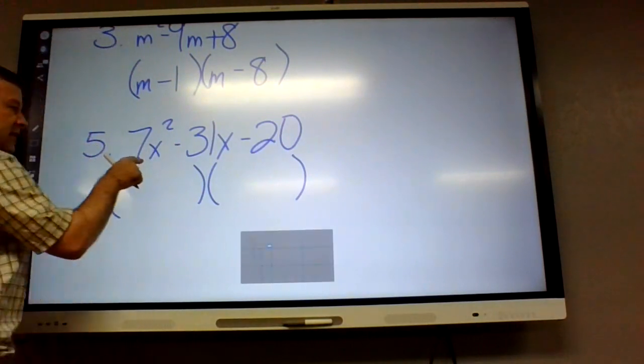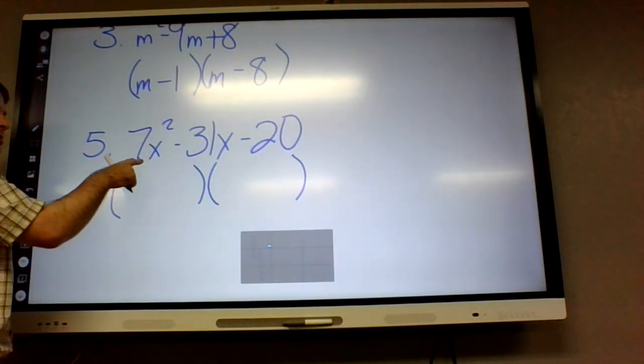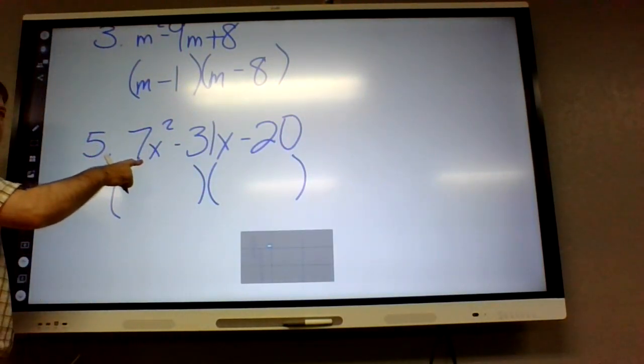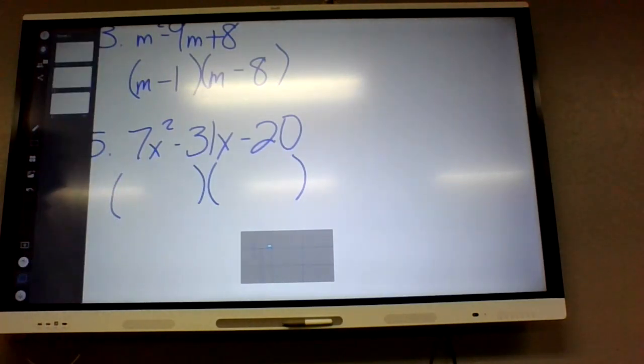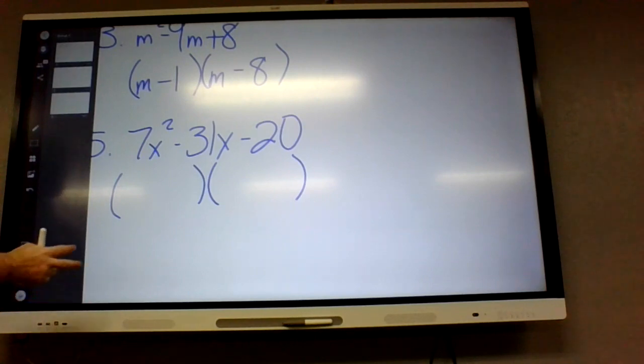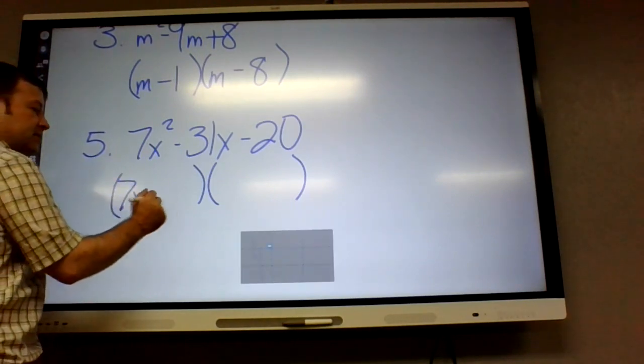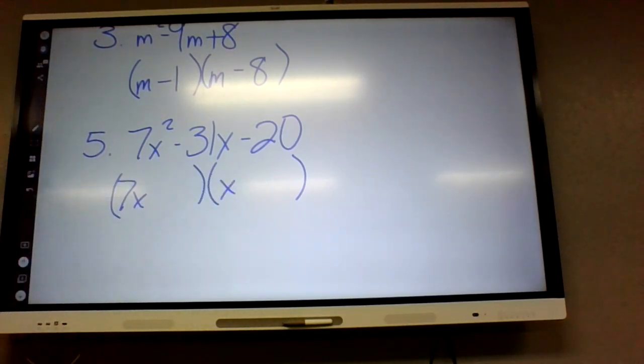What goes into 7x squared? 3.5? No, we're not doing decimals. Nothing. Okay, this is not like the front page where it's going to be identical. 7x plus x, 7x times x. Oh, yeah. It's more like yesterday, not the new thing.